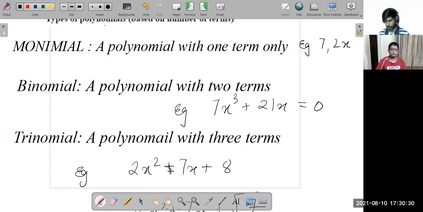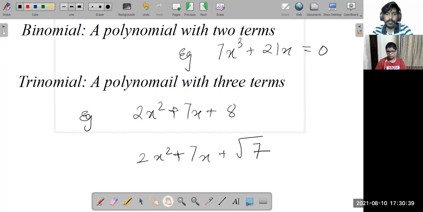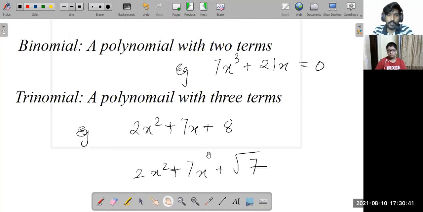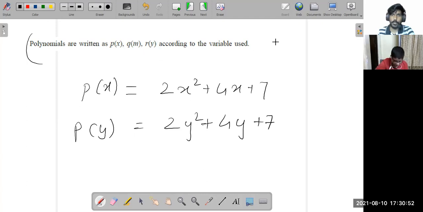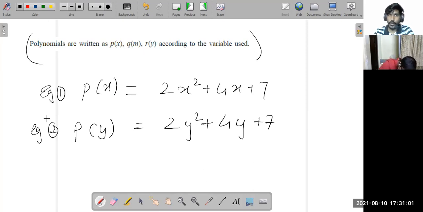Done, sir. Did you write the example for trinomial? Then write down this: polynomials are written as p(x), q(m), r(y) according to the variable used. This is the point, right? And write these two examples. You understood this point, right? This p(x) is just notation. Write it down and write the two examples also.